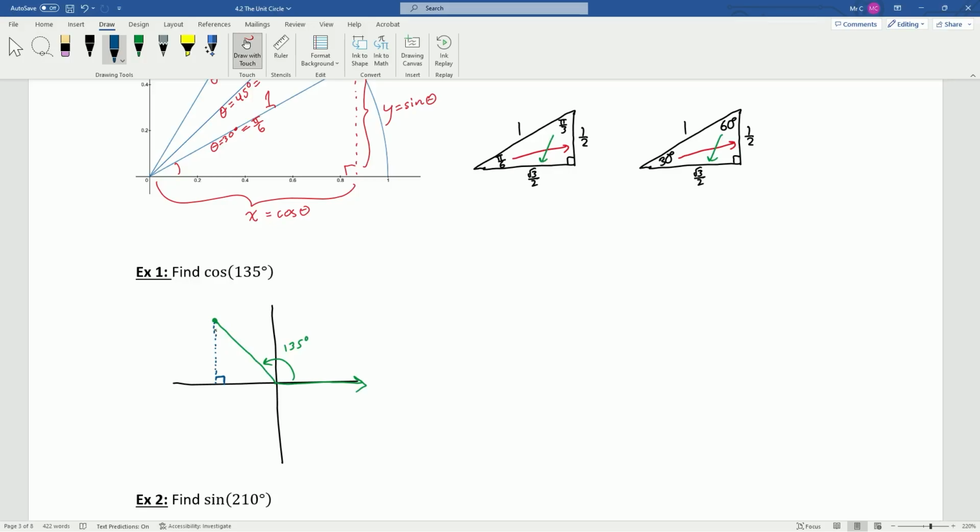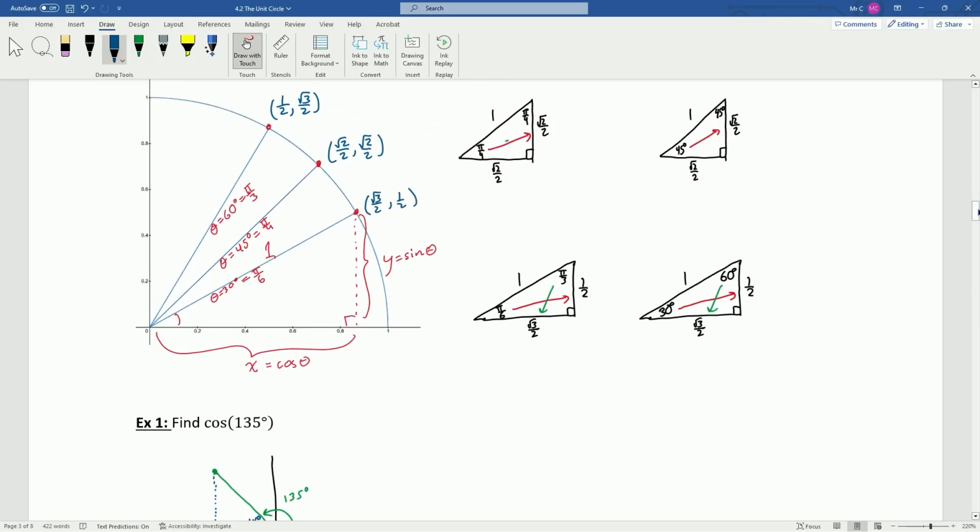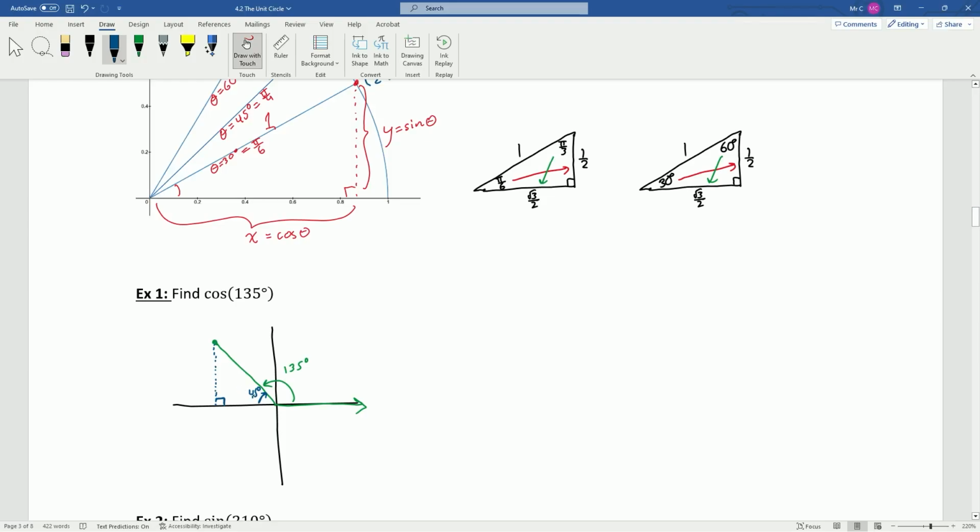And I'm trying to figure out what the side lengths of my triangle are, because that tells me the coordinates on the unit circle. So if this is 135 degrees, what's my little angle here? We call this the reference angle. This is 45 degrees, right? The whole thing is 180. 180 minus 135, that means the little angle is 45. And what do we know? Across from 45 degrees, we should always get the square root of 2 over 2. So that means when I go across this angle, I get the square root of 2 over 2.